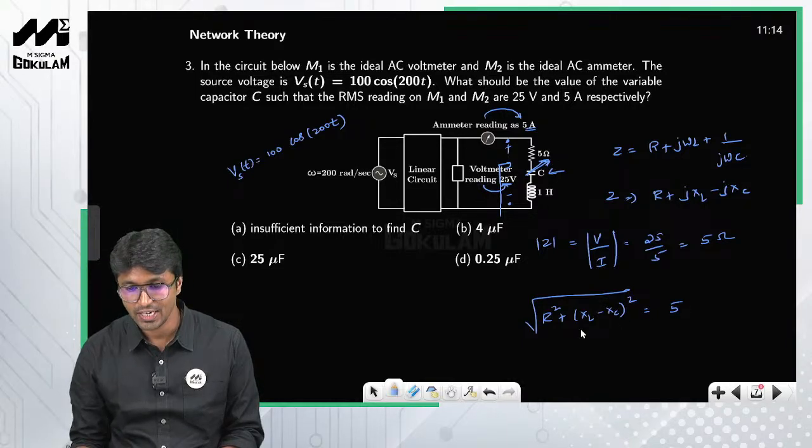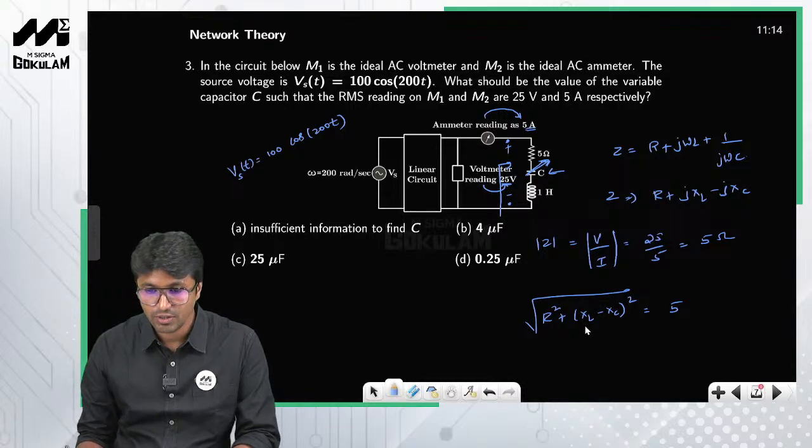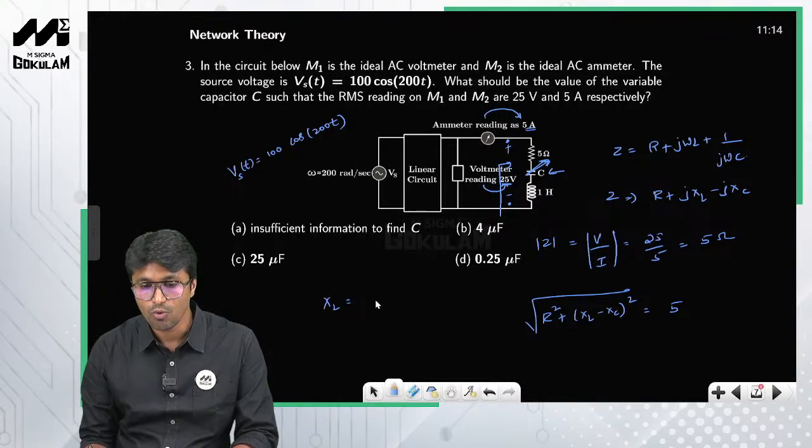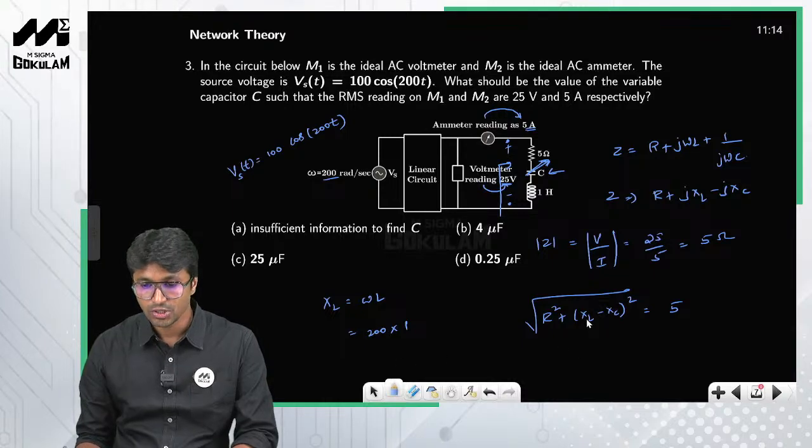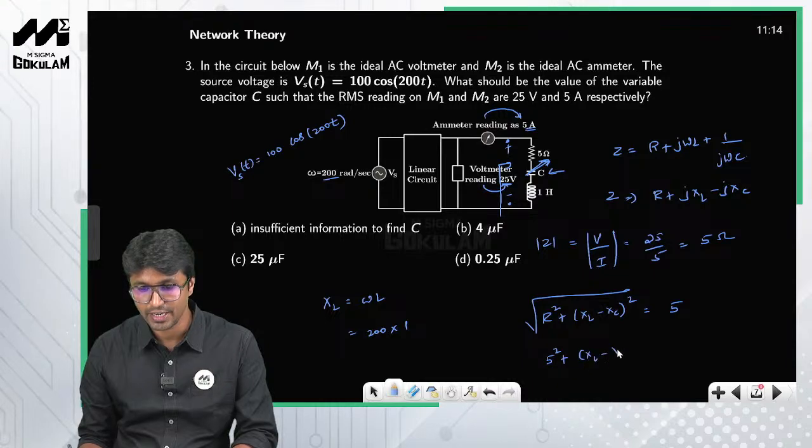The value of R is given. XL, can you find out the value of XL? Yes, because look at this one, XL is nothing but omega L, right? So what is omega given? Omega is equal to 200 radian per second, and the value of L is 1 Henry, right? So now if I square on both sides, what is it that you get? So 5 square plus (XL minus XC) whole square is equal to 5 square.